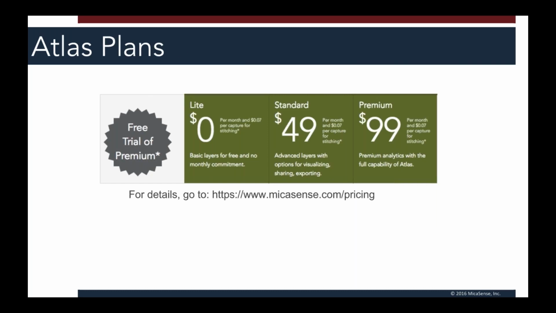So those are just a quick overview of some of the features and benefits of Atlas. The pricing structure is broken down into 3 levels: light, standard, and premium. The plans are based on the features included. For example, crop focus, digital surface model, and export and sharing options are some of the features that may or may not be included depending on what plan you choose.